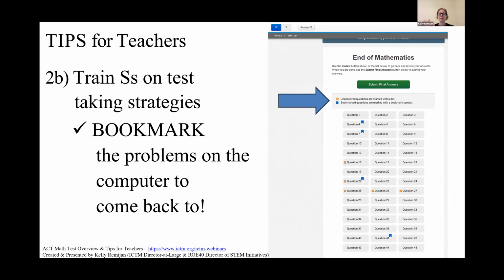So at the end of the test, this is what it looks like. You can easily see very quickly, the blue flags are my bookmarks, the ones I need to go back to, and I can just click on that problem. The yellow circles are the ones that haven't been answered. And so you can look at this, they could go back before they submit their answers.